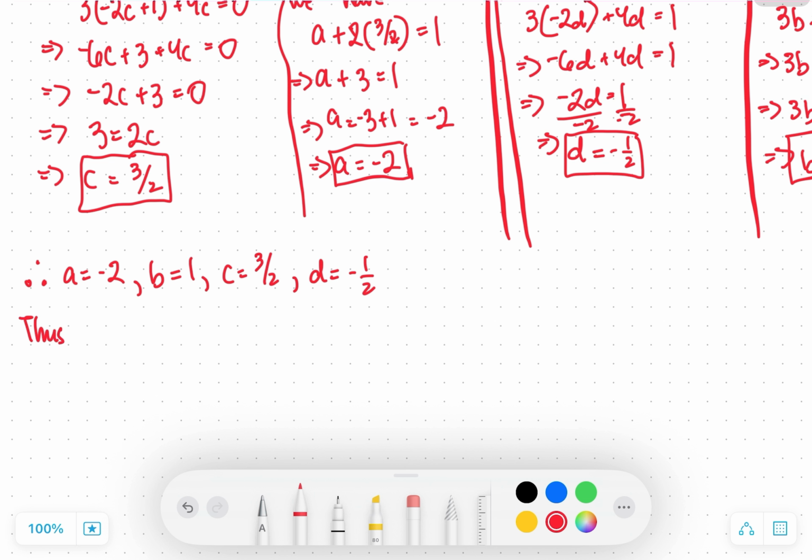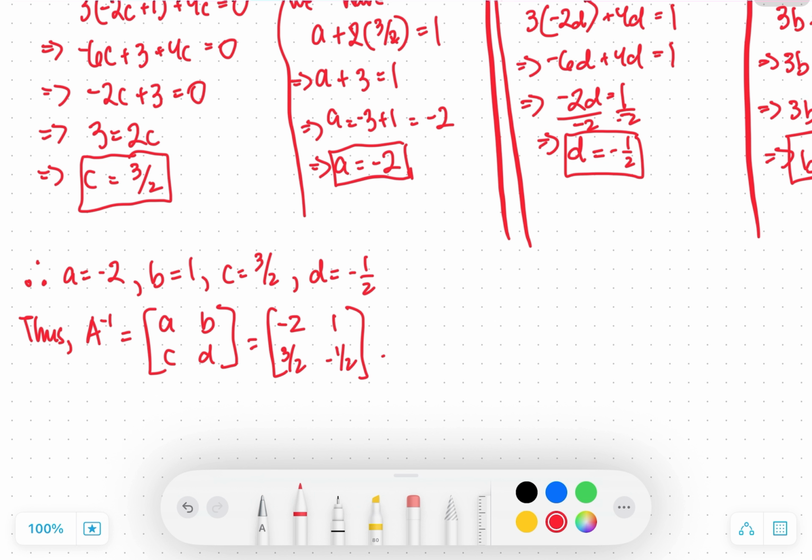Thus, let's just recall: A inverse is equal to the matrix a, b, c, d. So we got the values of a, b, c, d. a is negative 2, b is 1, c is 3/2, d is negative 1/2. And there you go. That's the value of our matrix, the inverse of A.